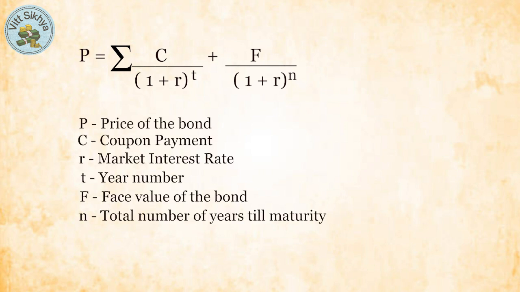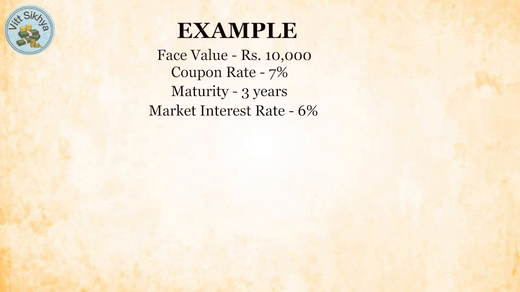P is the price of the bond, C is the coupon payment or interest paid per year, R is the market interest rate or the discount rate, T is the year number, F is the face value of the bond, 10,000 in our example, and N is the total number of years until maturity. Let's say a bond has a face value of Rs 10,000, a 7% coupon rate, and a maturity of 3 years. The market interest rate is 6%.